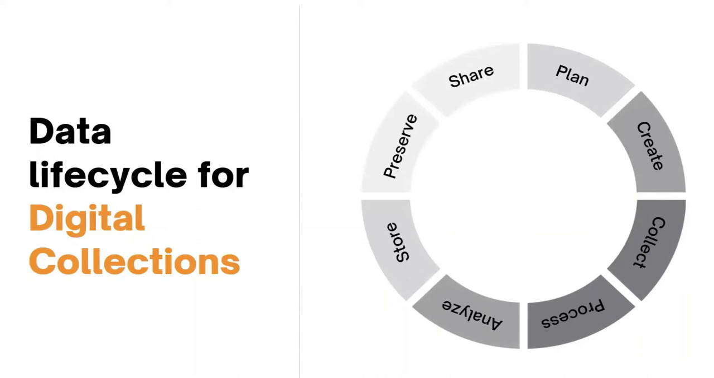Our data lifecycle for digital collections falls into these 8 steps: plan, create, collect, process, analyze, store, preserve, and share. I'll be going through each of these steps in more detail and how we have used Cortex, our digital asset management system, at each step.